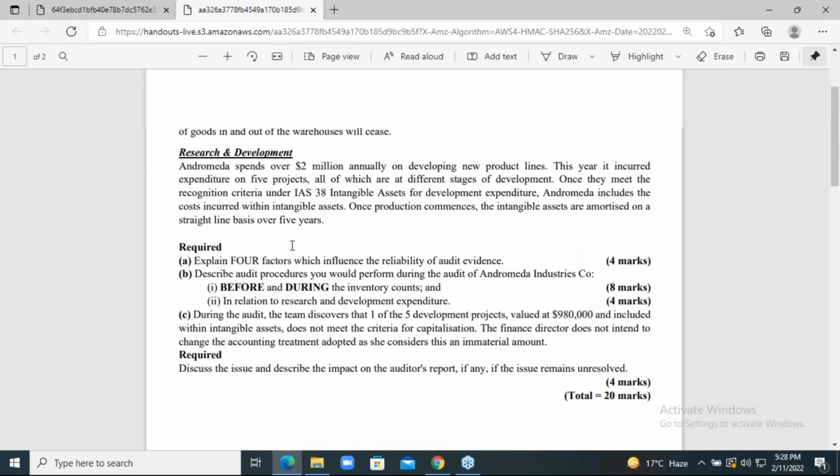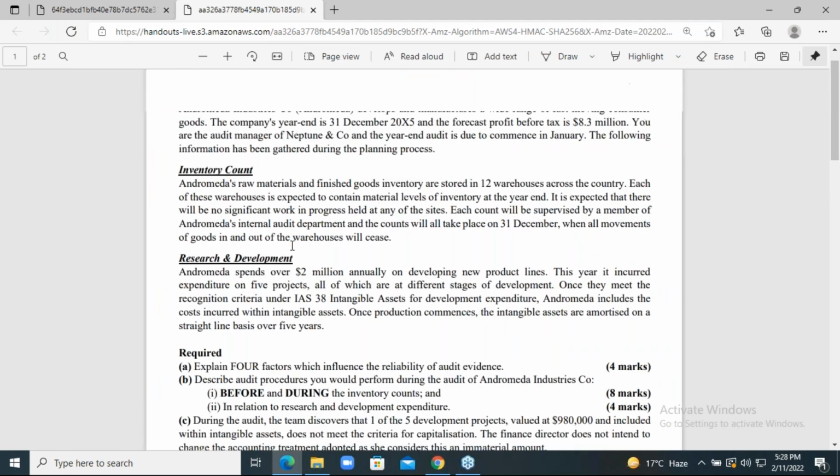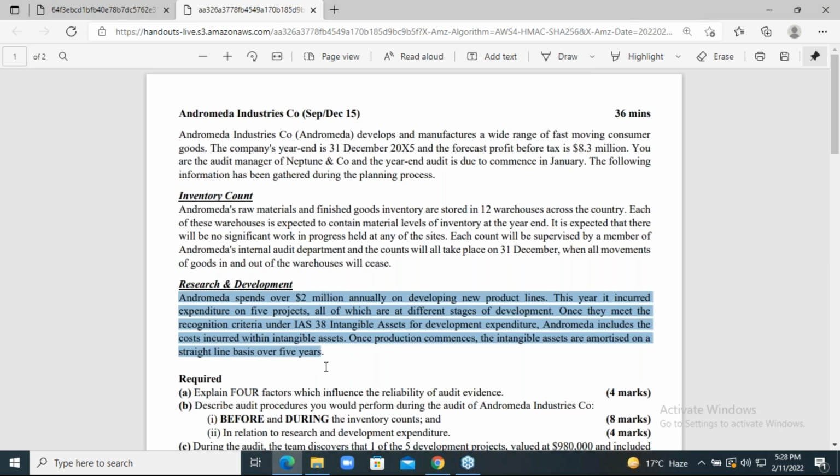Now you can see this paragraph, R&D. Andromeda spends over 2 million annually on developing new product lines. This year it incurred expenditure on 5 projects, all of which are at different stages of development. Once they meet the recognition criteria under S30 intangible assets, Andromeda includes cost incurred within intangible assets. Once production commences, the intangible assets are amortized on a straight line basis over 5 years.